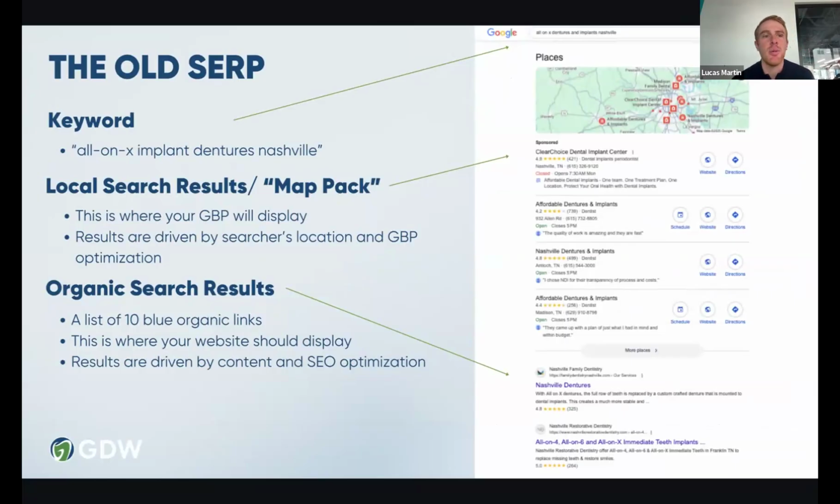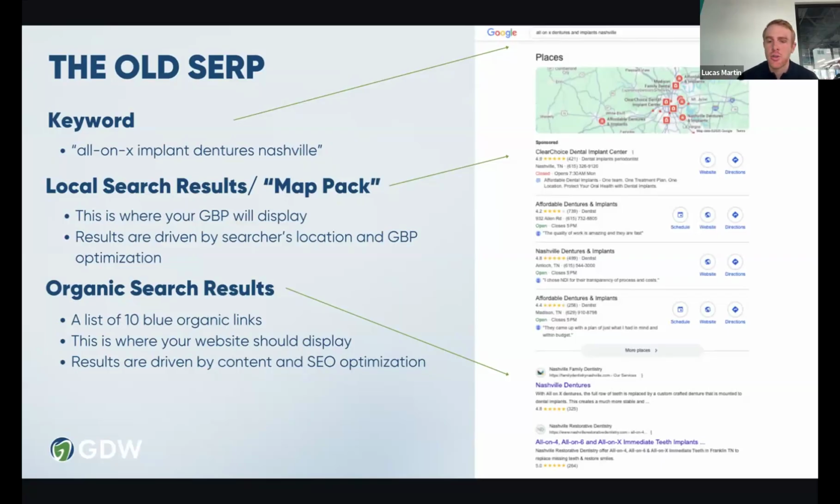You had the search bar up above, where it was the keyword, All On X implant dentures Nashville, a good example here. Right below it, you'd have the local search results, or your map pack. This is where your Google Business Profile information will display, and the results are driven by wherever the searcher is located and the optimization of your Google Business Profile. And then directly below that, the 10 blue organic links. This is where your website information would display, and the results are driven by content and SEO optimization.